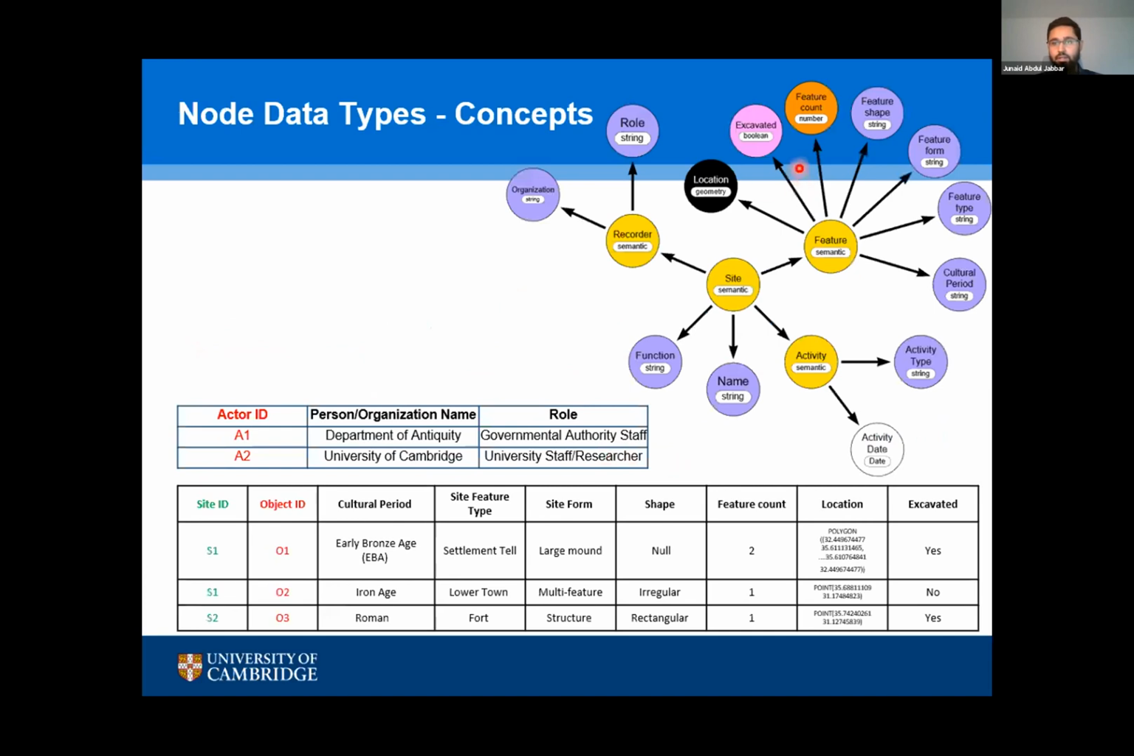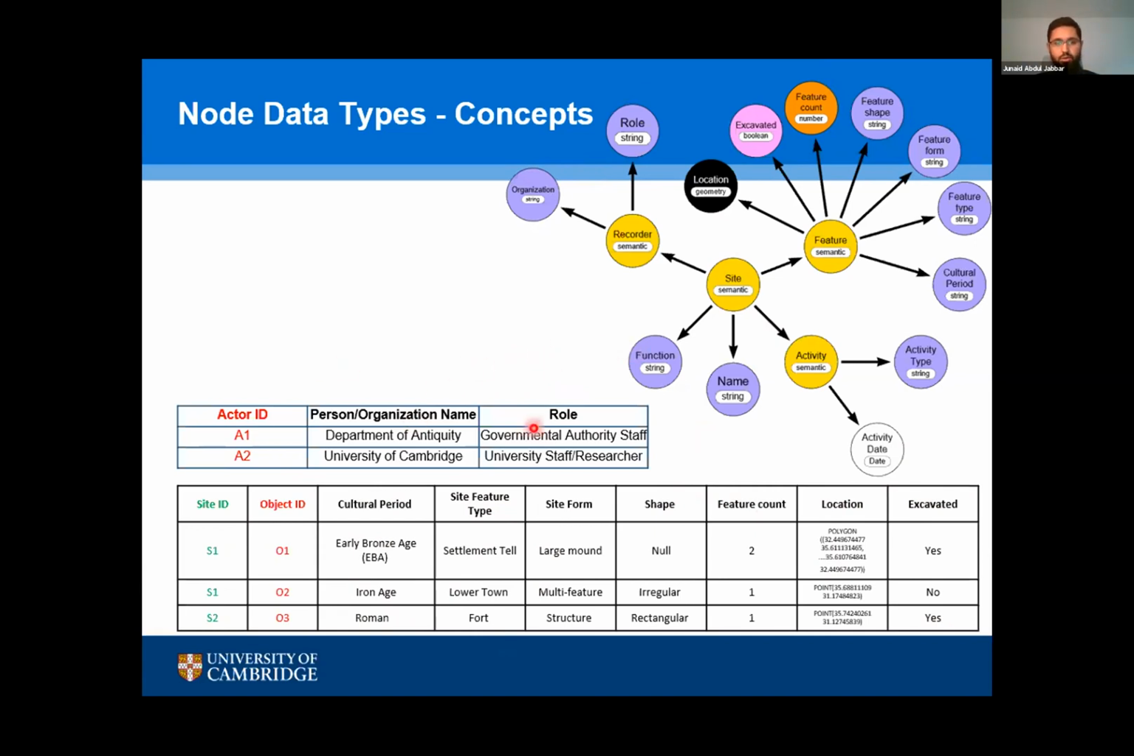We can consider this example, where we have these attributes available within our data set. We have the information on person, organization name, the role, and in another table we have the cultural periods, the site features formed, the shapes, locations, and whether it is excavated or not.